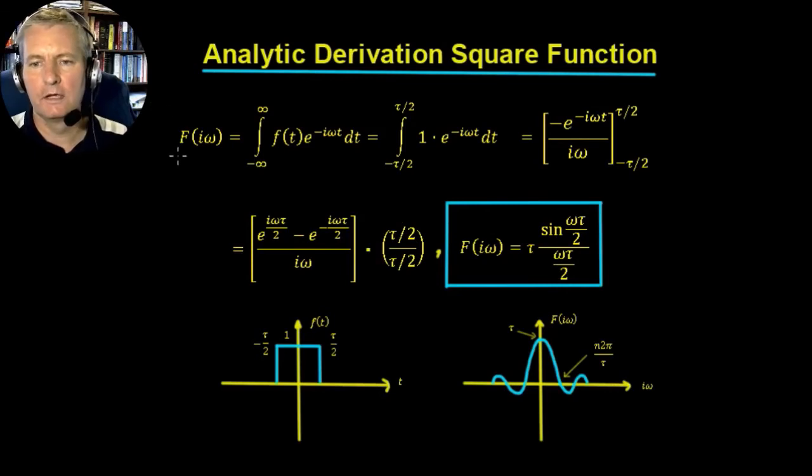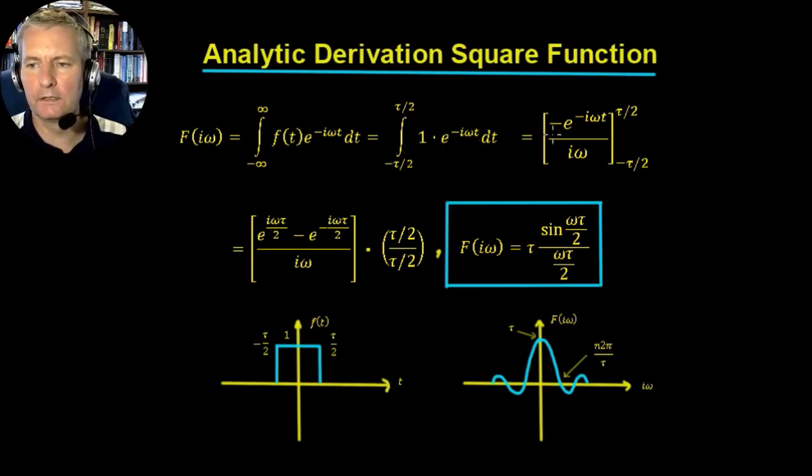So we can say that F(i omega) equals the integral from minus infinity to infinity of our function f(t) e to the minus i omega t dt. Now if we take our function here as the square function, it's got a value of 1 from minus tau/2 to tau/2, and you can see that this distance here is going to be tau/2. So we've got the integral from minus tau/2 to tau/2 of our function, which is just 1, times e to the minus i omega t dt.